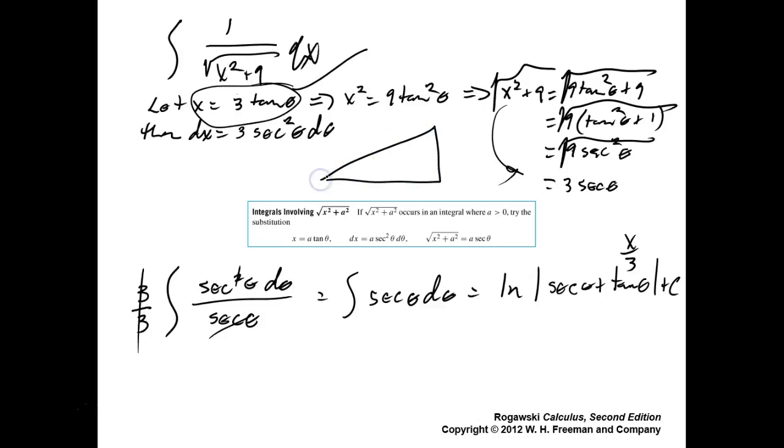A horizontal, a vertical, and then a hypotenuse. Now, pick a theta, any theta. I like that one. So let that be theta. And we know that tangent theta is equal to x over 3. So where are those things? Opposite. So this is your x.